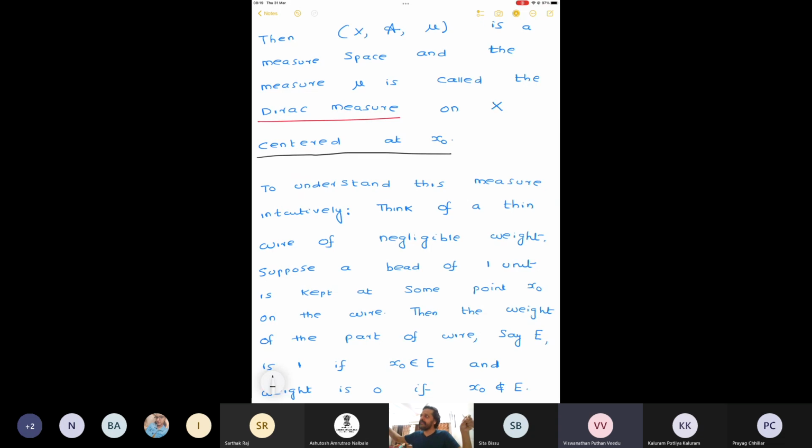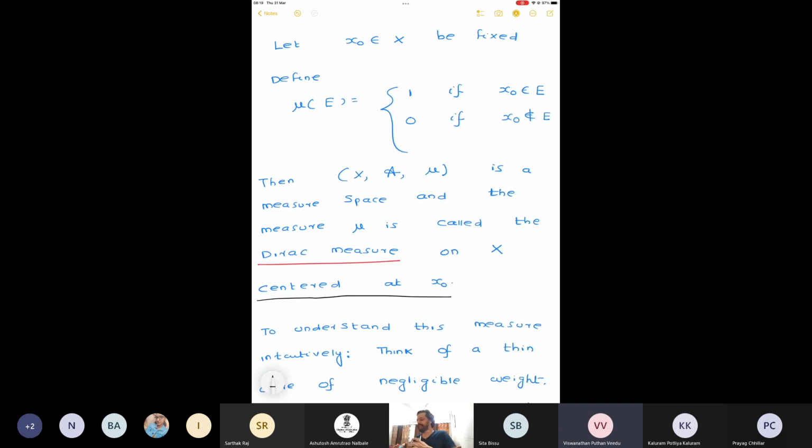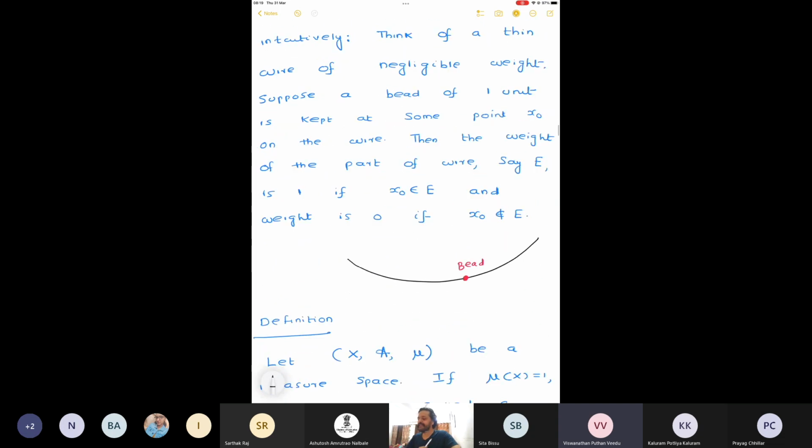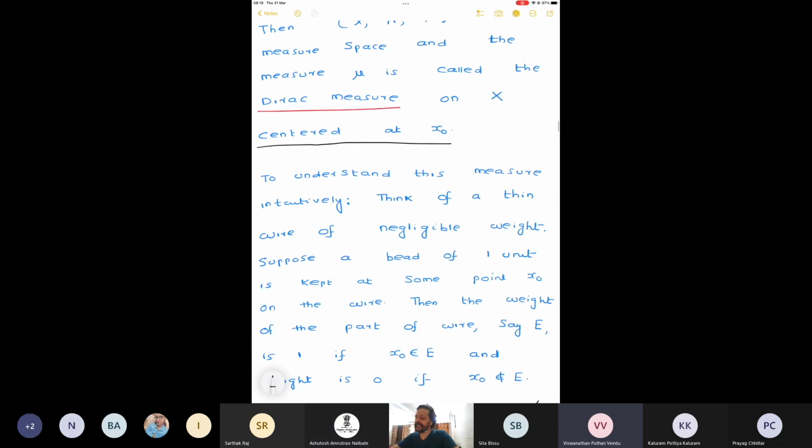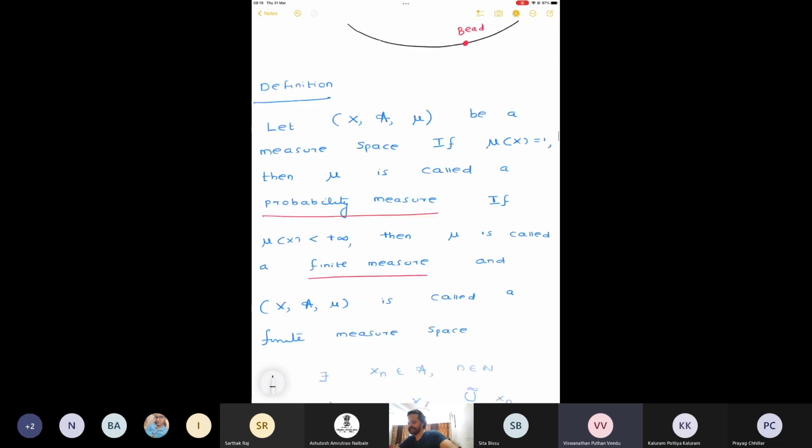So it's a thread. If you select that part of the thread which doesn't contain the precious bead, you can get it free of cost. The measure is 0. But if you are selecting that part of the thread which contains the precious bead, then you will be charged, and the charge is 1 unit. Is that okay? Yes, sir. And this is called a Dirac measure.